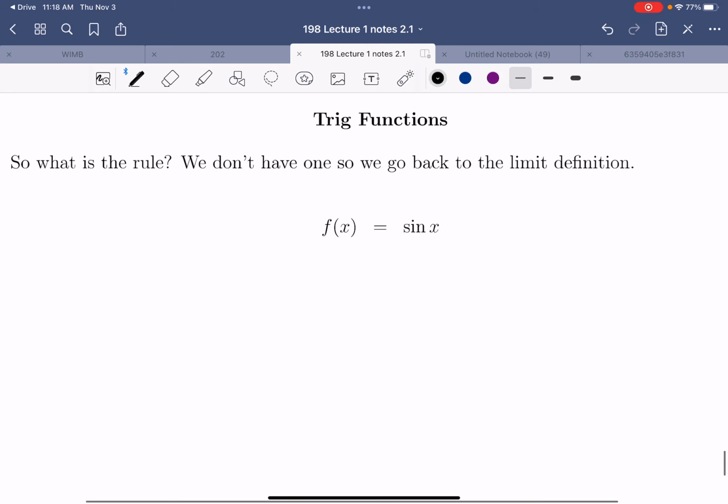We don't have any rules for sine of x, okay? Keep in mind, this is not sine times x. Sine does not exist without the x next to it. So this is one entire thing. Sine of x is a whole thing all on its own. You can't just have sine without the x. And so we don't have any rules to work with here.